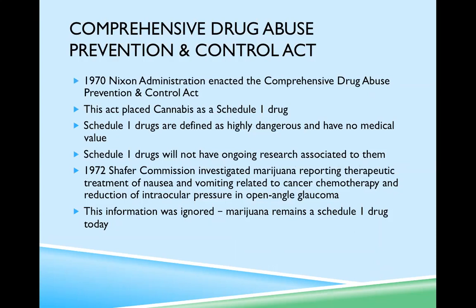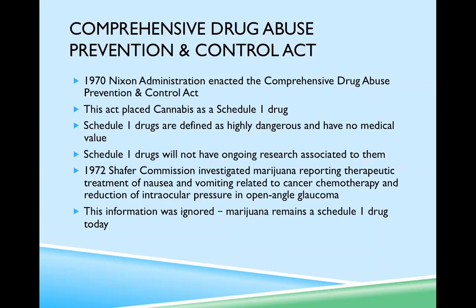From the time of the LaGuardia Report to 1970, not a lot happened, but in 1970, the Nixon administration enacted the Comprehensive Drug Abuse Prevention and Control Act. This act placed cannabis as a Schedule I drug. Schedule I drugs are defined as highly dangerous and have no medical value. Schedule I drugs will not have any ongoing research associated to them.